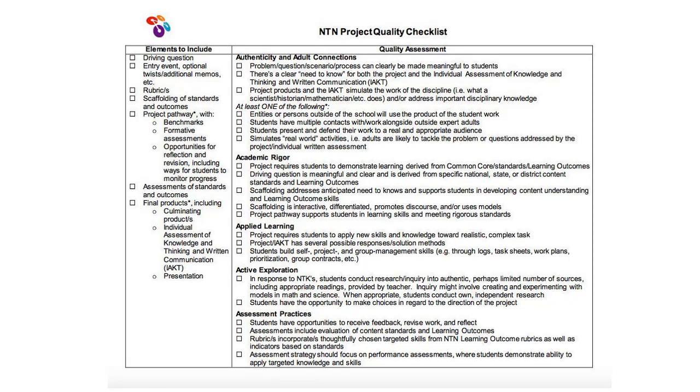So this is a free resource that you can find online. It's called the NTN Project Quality Checklist, and you can Google just that name and you can find a copy of this for yourself. I really think it's probably the easiest to look at tool that you can find online. There's a lot of other tools that NTN puts out and other organizations put out that will help you evaluate project quality. But this is the one that we use most often in our faculty.